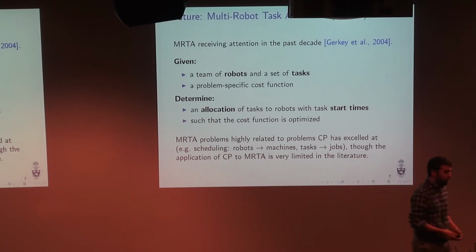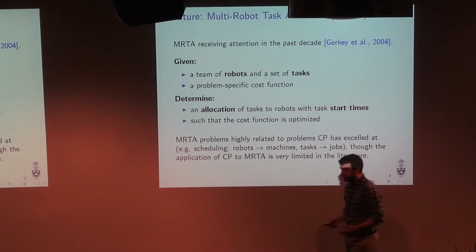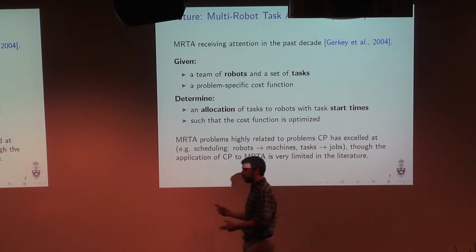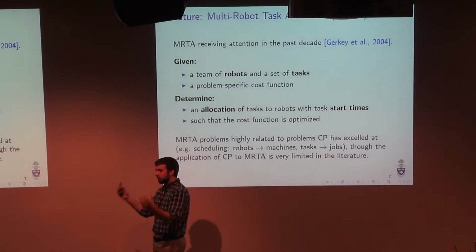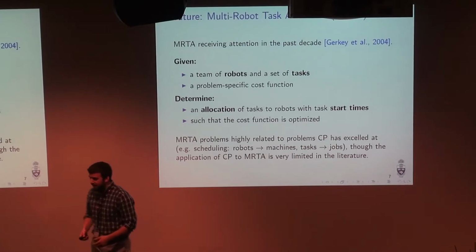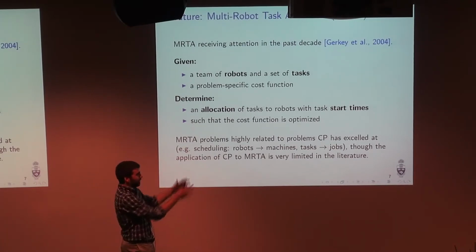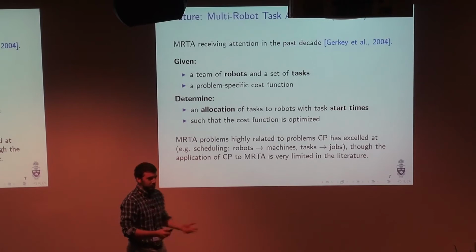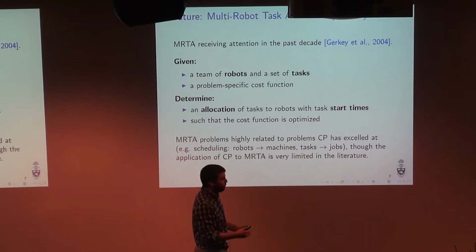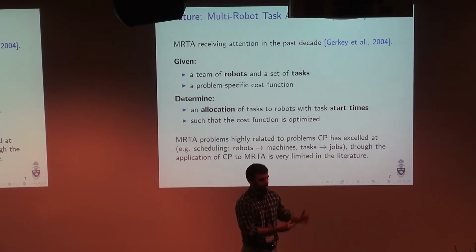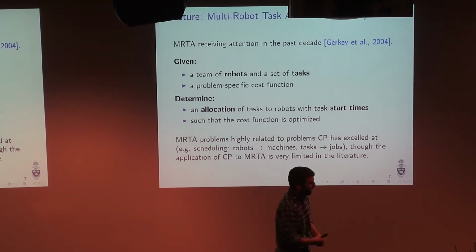So given a team of robots, a set of tasks, and some sort of cost function, we're looking to allocate tasks to robot resources such that we optimize this cost function. Now, this looks strikingly similar to classical scheduling problems, right? If we just take robots and call them machines, and take tasks and call them jobs, all of a sudden we have a scheduling problem.